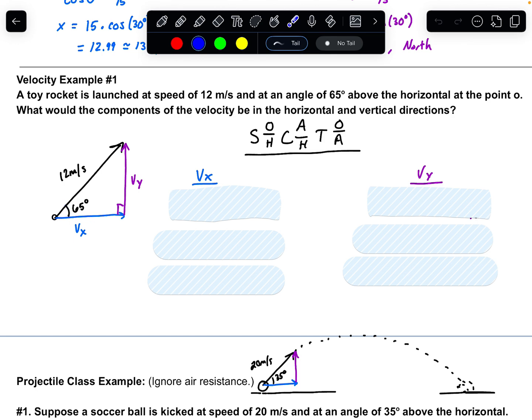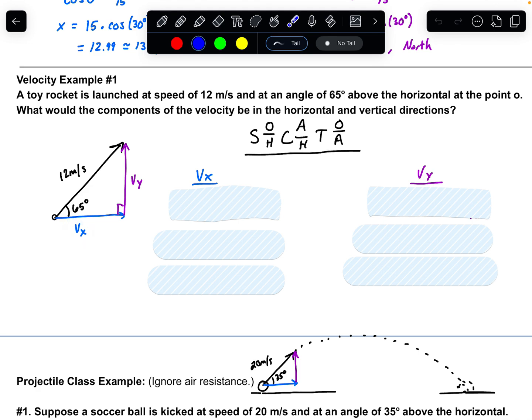We need to break this 12 meters per second into a horizontal component, a Vx, and a vertical component, a Vy. We can do that because this forms a right triangle, and we can use our SOHCAHTOA math in order to figure out, given the angle and the hypotenuse, the side length, which is the velocity in that direction. All right, so let's look at x first.